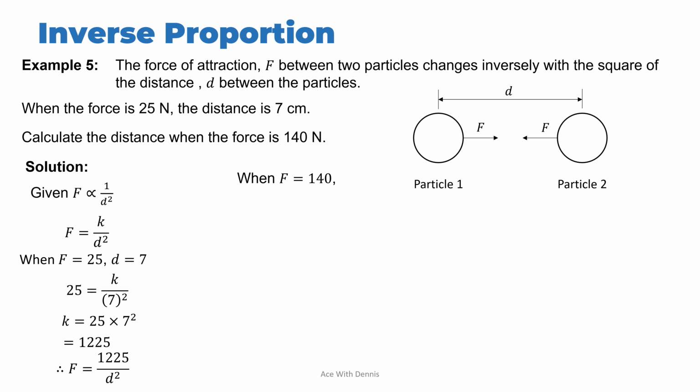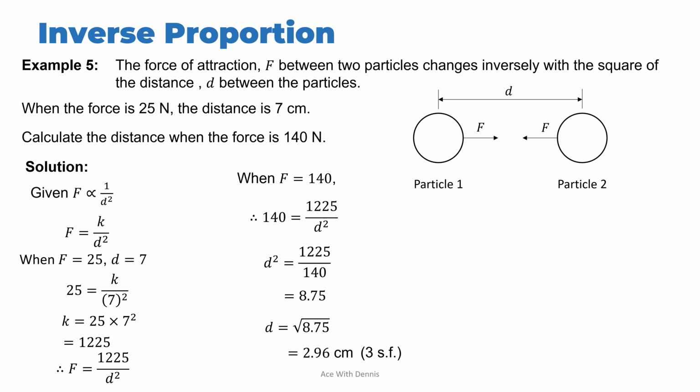So when f is 140, substitute this value into the equation, we get 140 equals 1225 over d squared. So d squared will be 1225 over 140, which is 8.75. d will be the square root of 8.75, which is 2.96 centimeters, rounded off to 3 significant figures. So to answer the question, the distance is 2.96 centimeters when the force is 140 newtons.